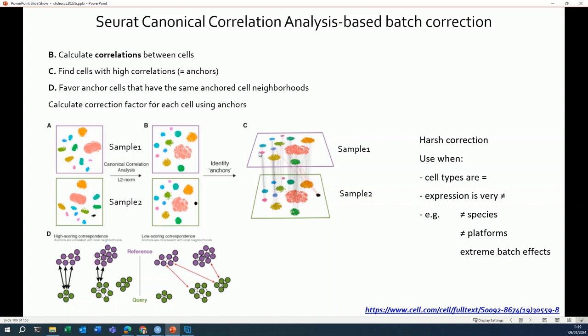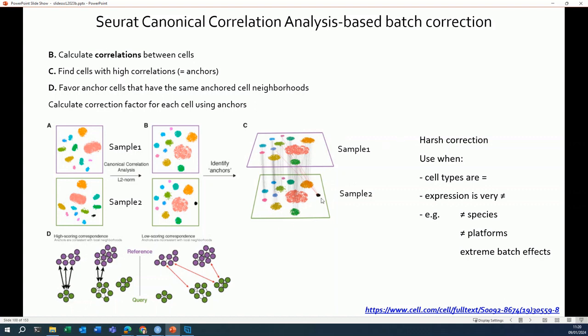So as you can see here, these cells and these cells, they are in the UMAP in more or less the same place. They have the same cell neighborhood. So it's not going to do a big correction here. But for instance, this cluster will find anchors all over the UMAP of the other sample. So here it knows that it has to do a big batch correction. So the correction that it does can be very harsh. So it can change the data very much. That's what we mean with harsh.